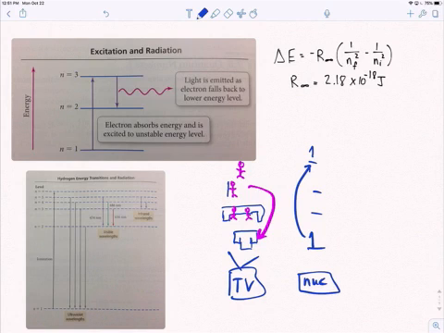Also radiation. You can hit it with electromagnetic radiation, most likely visible light for electrons, and that will excite them. So that's called excitation. You're excited, you go high in energy. Excitation is high energy, and then when it goes back down, it's relaxation.